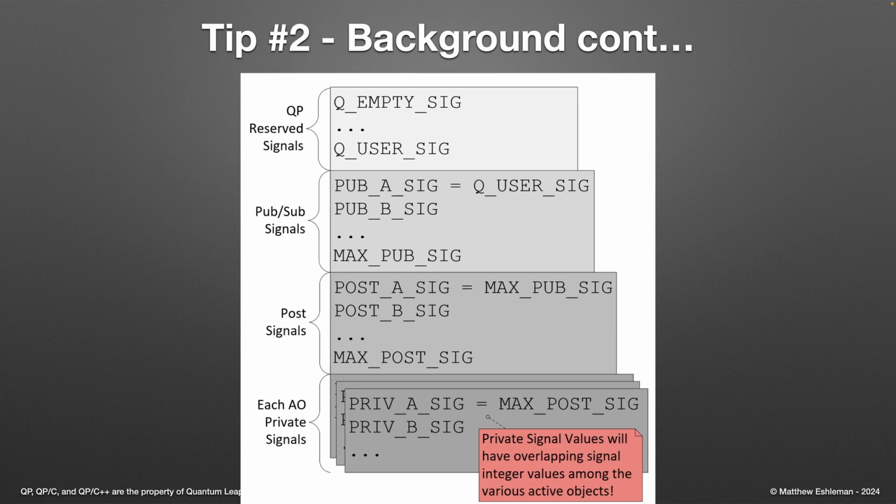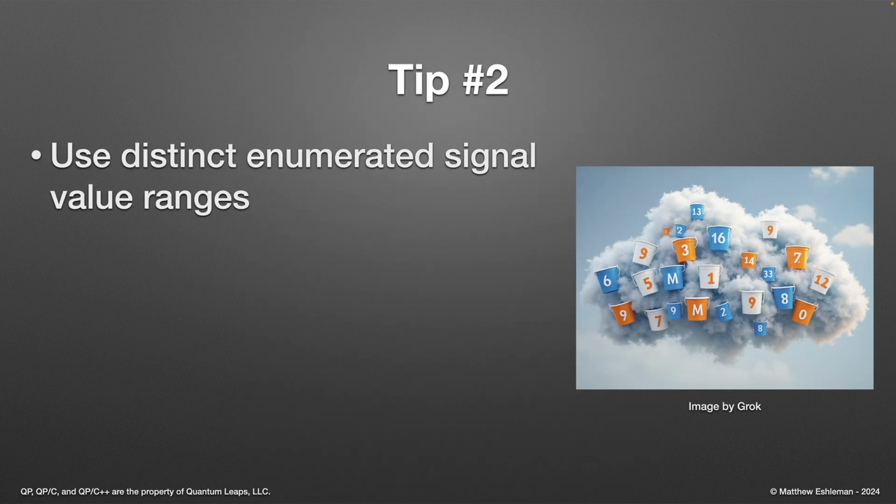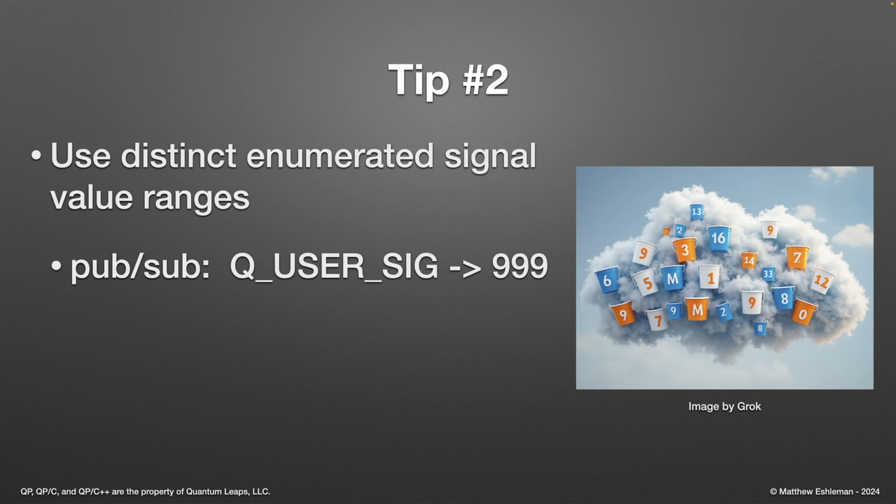So what is my tip? It's going to perhaps seem trivial, but I want us to use a distinct enumerated signal value range for each active object. So let's just go ahead and reserve our pub sub signals up to perhaps 999, just as an example. You still need to track your actual max because we don't want to allocate memory for 1,000 pub sub signals yet. But let's just reserve that entire range.